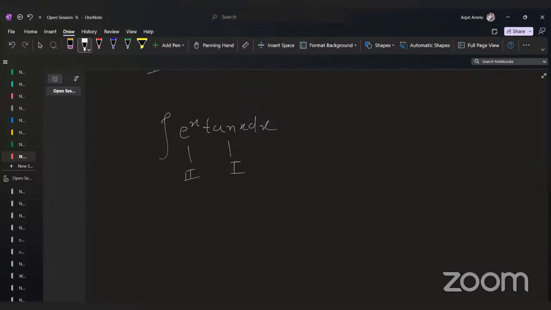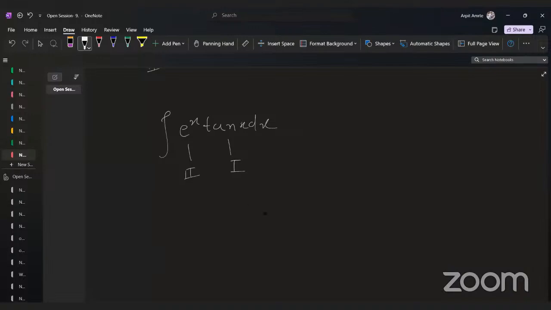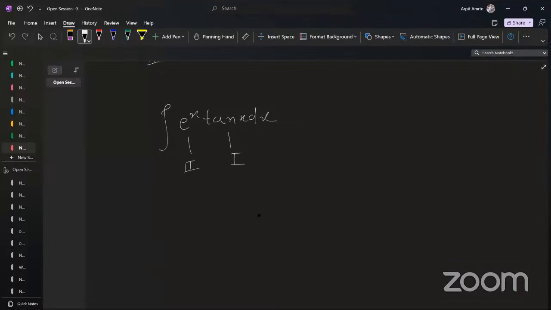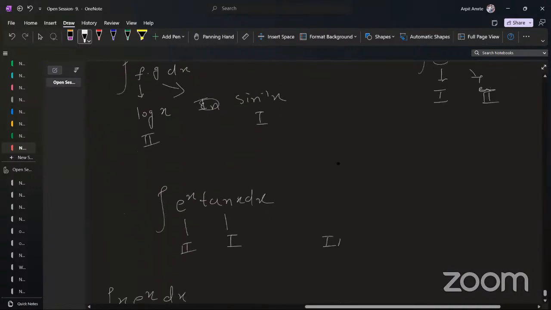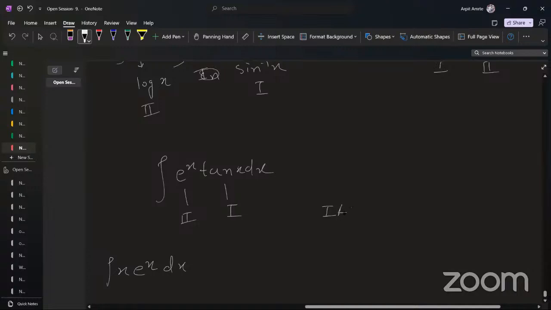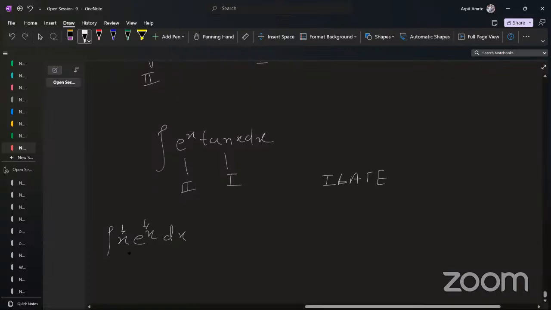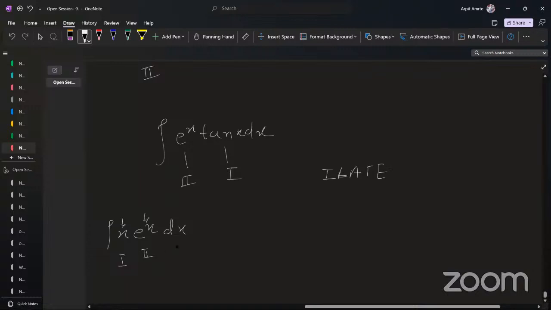Yes, sir. Okay. So why are we doing this? Because by choosing this kind of thing, we will get it easier. Let's see by the example. Suppose we have this example, x e raised to the power x dx. So according to the above formula, ILATE, here this is my algebraic function, this is my exponential function. So this will be my first function, this will be my second function.